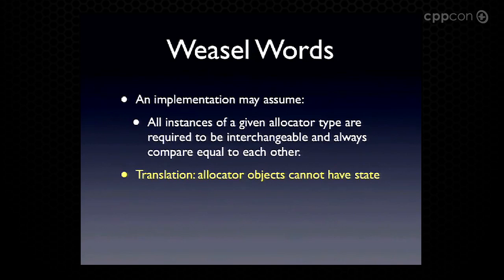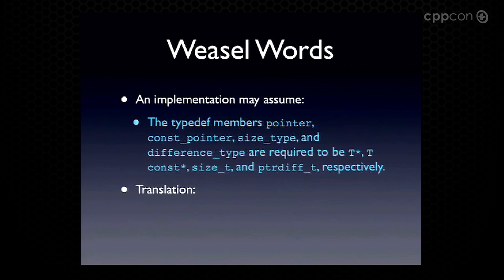So, translation: objects cannot have state that affects actual allocation behavior. You might still have some instrumenting, like how many times have I been called instrumentation? That might work. But in terms of controlling the allocation behavior, all bets were off.